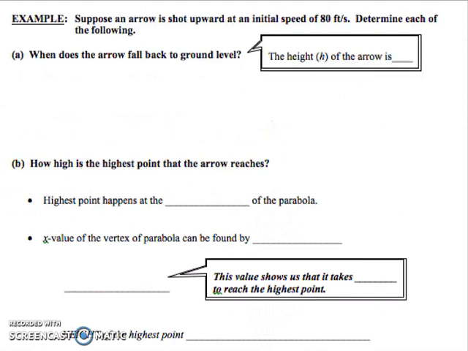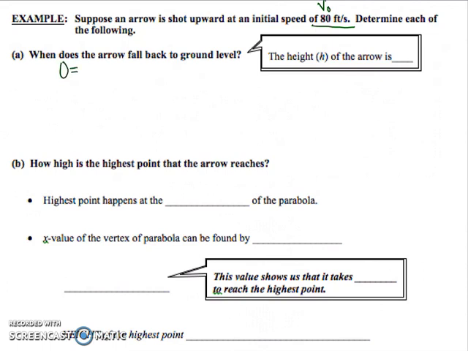The next example: suppose an arrow is shot upward at an initial speed of 80 feet per second. Determine each of the following. We're using the equation we were given in that initial problem, and it tells us the initial speed is 80 feet per second. So that's our v sub 0. The first thing we're going to do is plug that into the equation.